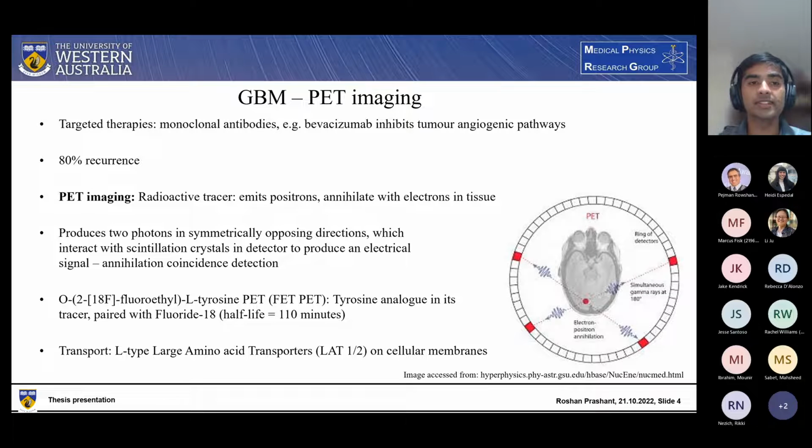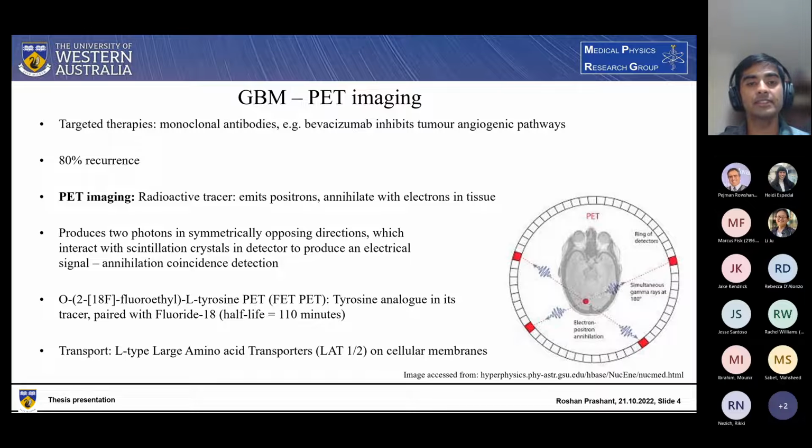However, despite all of this, there is still an 80% recurrence amongst patients who are diagnosed with glioblastoma and undergo surgical excision, especially amongst those for whom the tumor has been delineated using MRI methodologies. So a frontier in research for GBM diagnosis is the implementation of PET imaging.